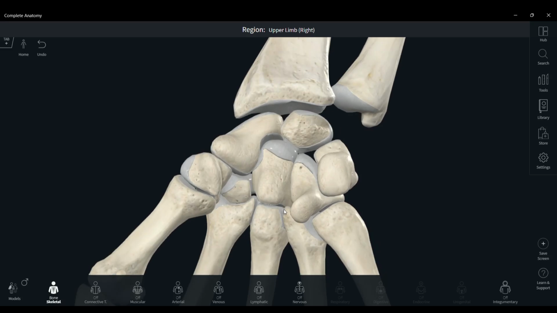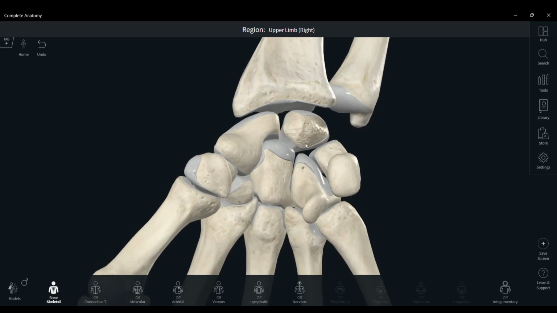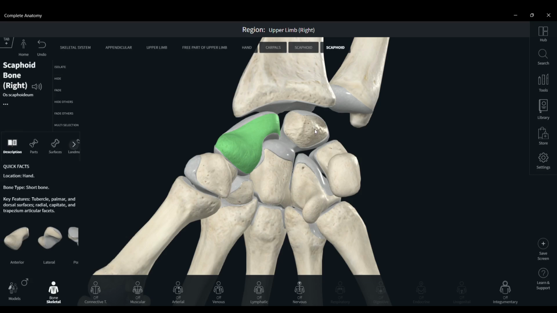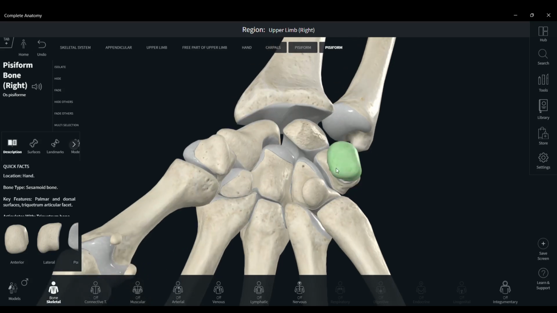In the proximal row, moving from the thumb side toward the little finger, we find the following bones: the os scaphoideum, the os lunatum, the os triquetrum, and finally the os pisiform. It is important to note that the pisiform does not stand in line with the others but rather sits on the palmar surface of the triquetrum, like a small seated bone, and therefore behaves differently in movement.